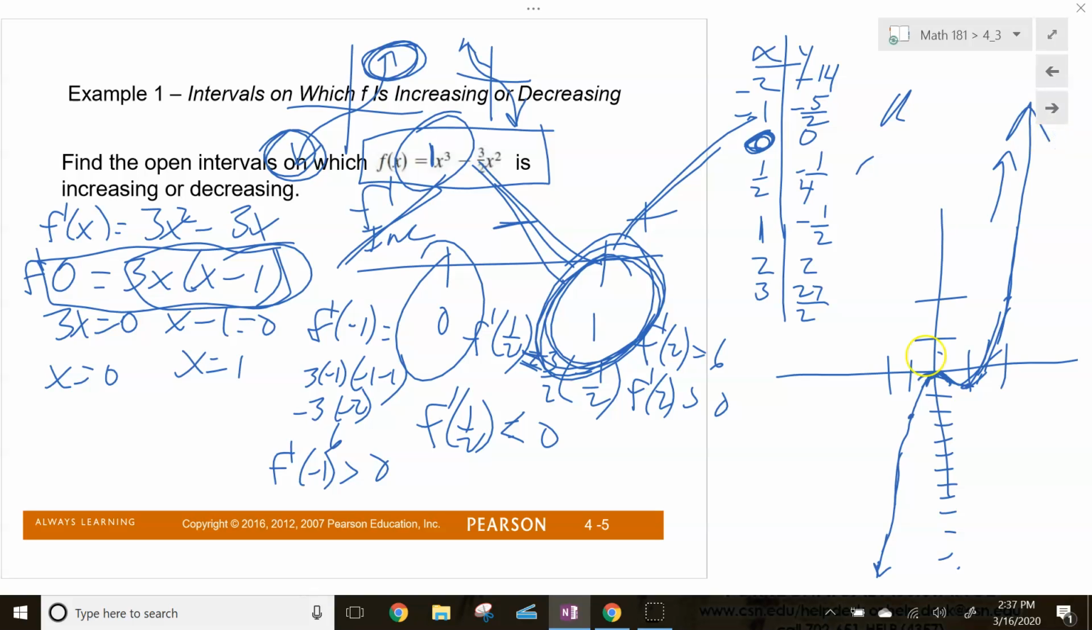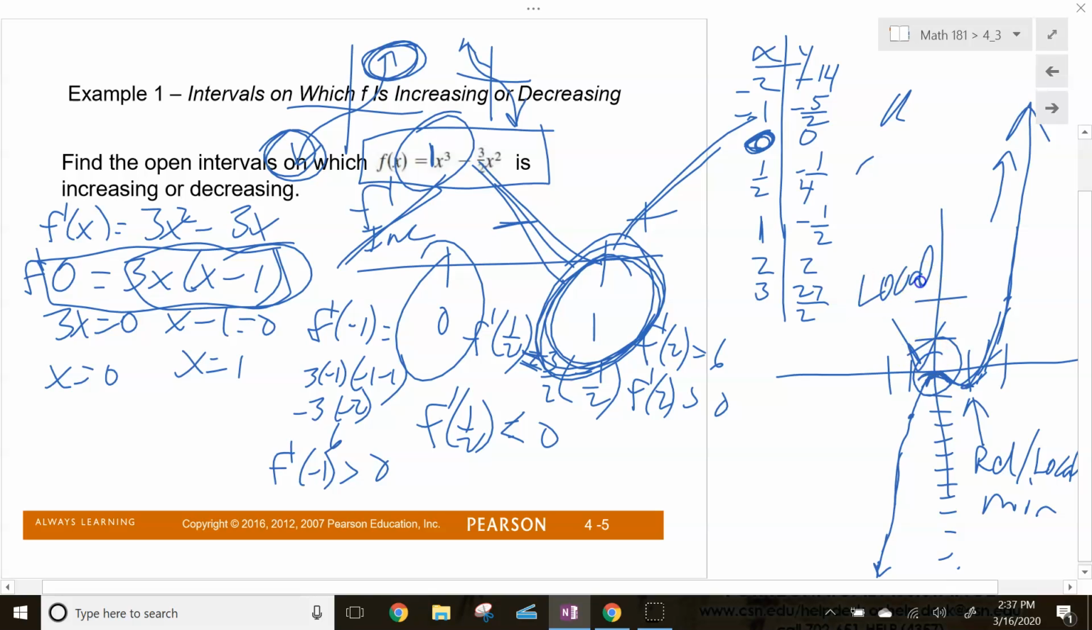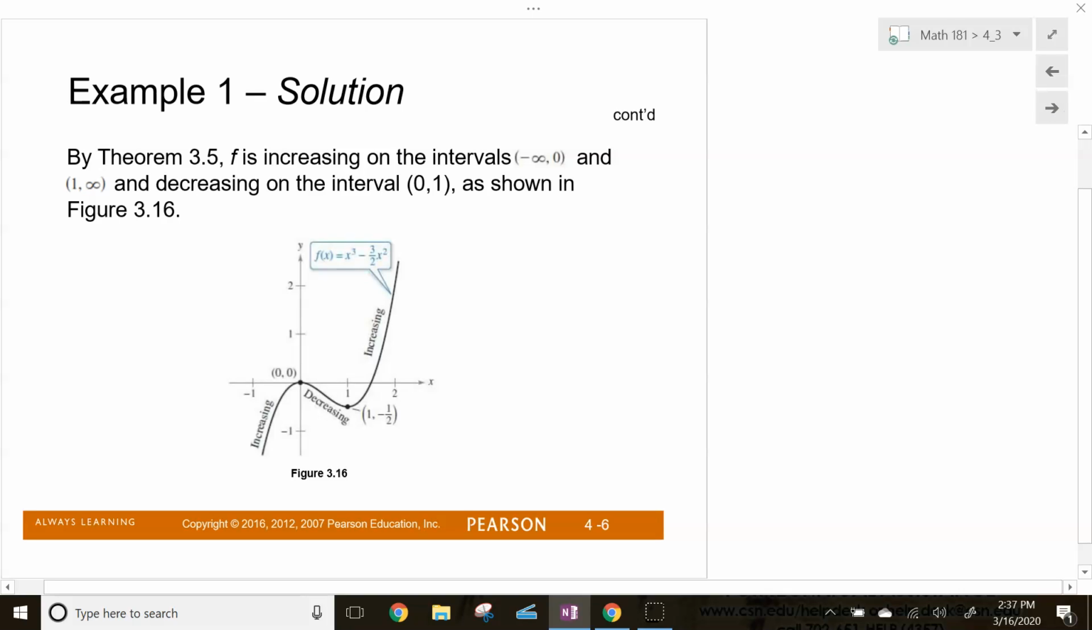But again, we got the relative max there. We got a relative or local min right there. This is the local max or relative max. Okay, there's a little better picture of it. We increase, slope of tangent there 0, slope of tangent 0, so we decrease in between, and then we get an increase after that.